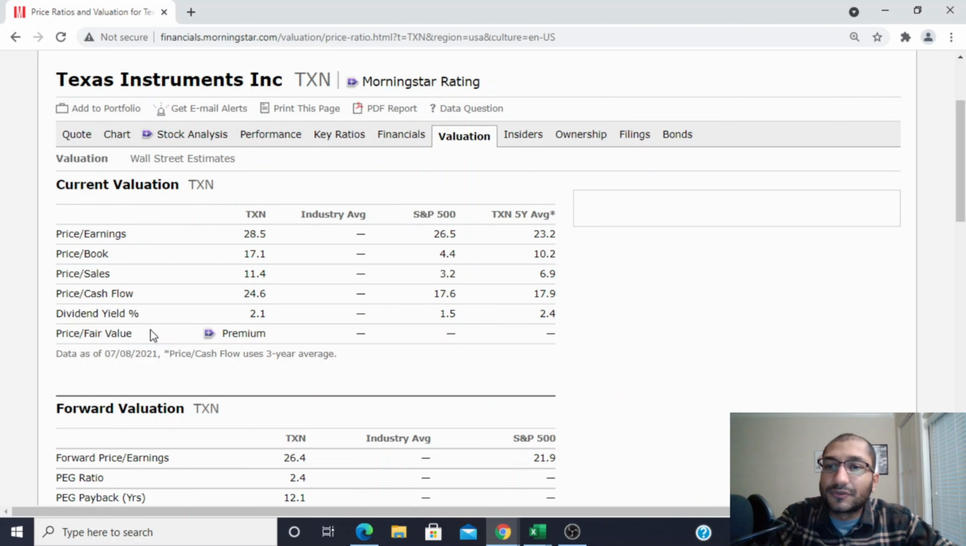And finally, the dividend yield. TI has a dividend yield of 2.1%, whereas the S&P 500's yield is about 1.5%. We can see that on all these valuation metrics other than the dividend yield, TI is overvalued when compared to the S&P 500.